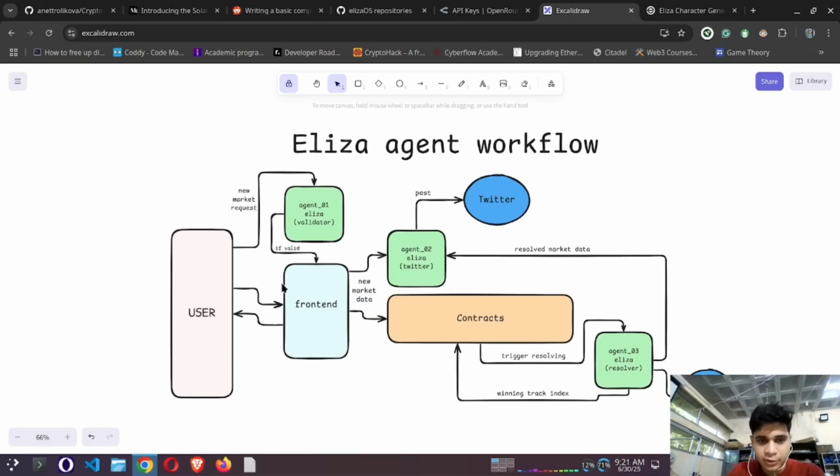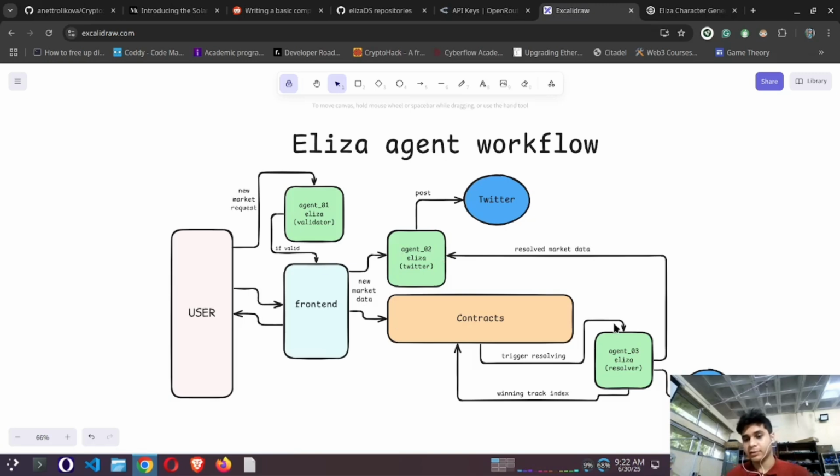Initially the user gives a new market request. It goes to the validator and it checks whether it's actually a valid market or not. It should not be spam. There are several conditions for this. Next, it goes to the Twitter agent. The Twitter agent posts the new market, and then it goes to the contracts logic.